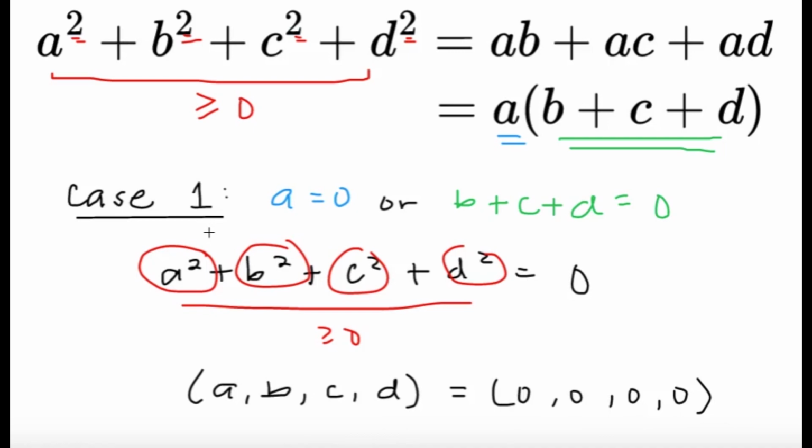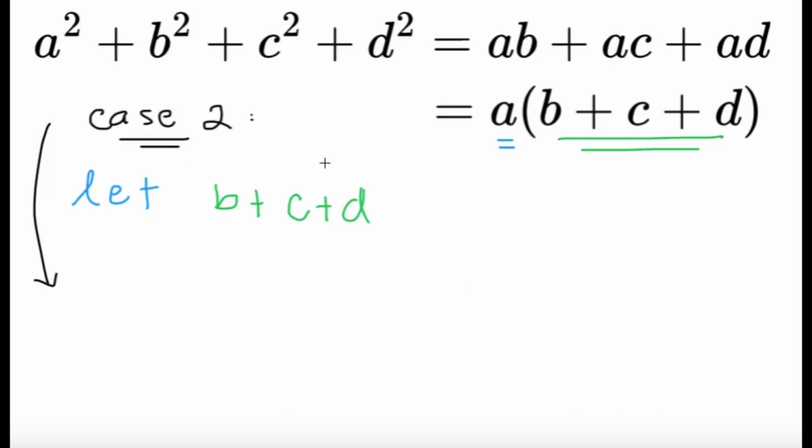Now case 2, well, we should consider the other cases. So for case 2, we're going to say that a is not equal to 0 and b plus c plus d is also not equal to 0. So the other case. Now, if it's not equal to 0, then we can do the following.